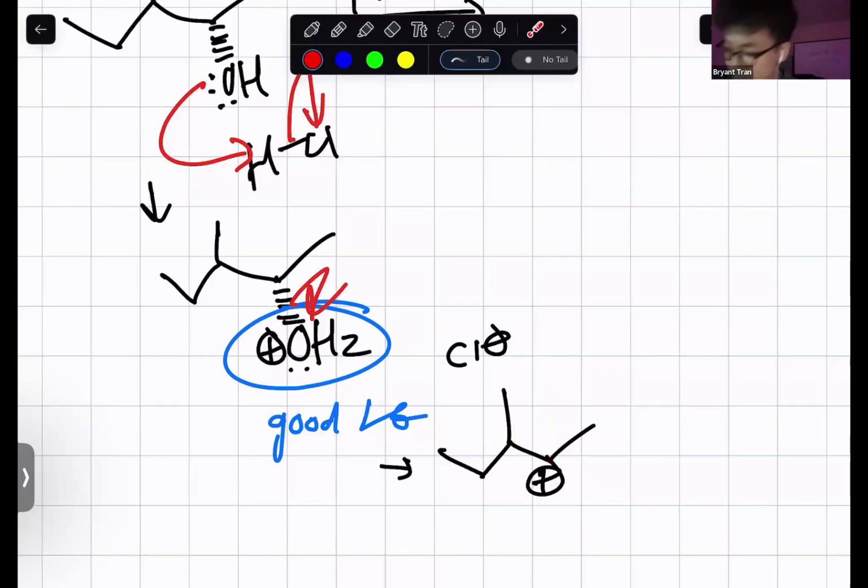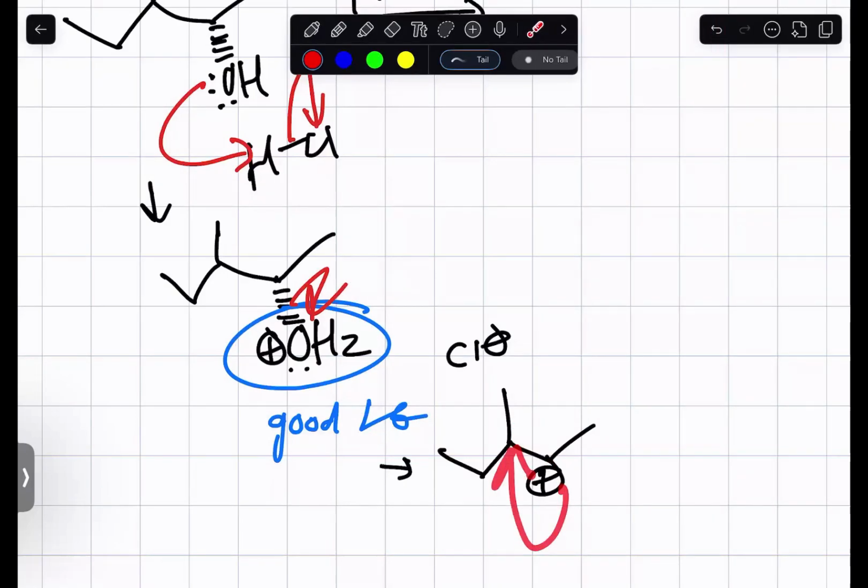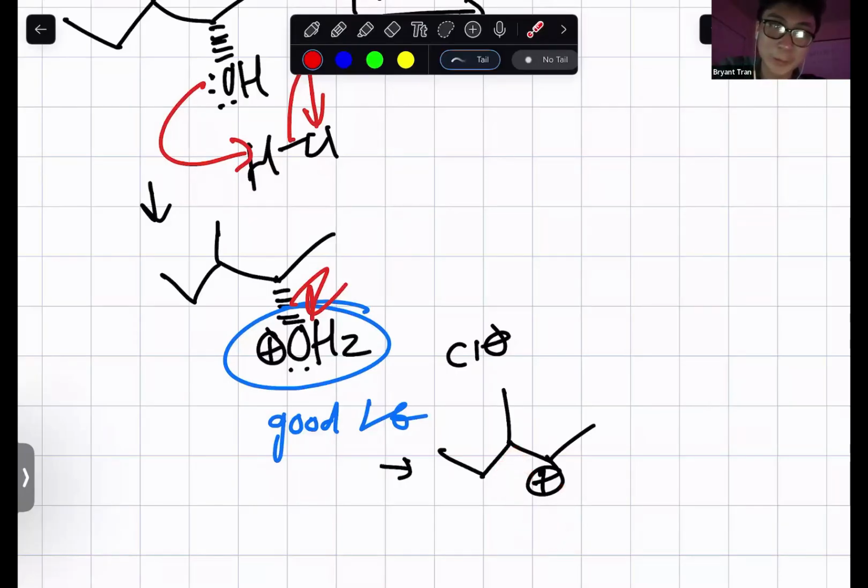But in the mechanism, do not draw the carbocation moving there like that. Because do you know what a curved arrow represents in organic chemistry? Electrons and movement. This right here has no electrons. It's positively charged. It's missing electrons.